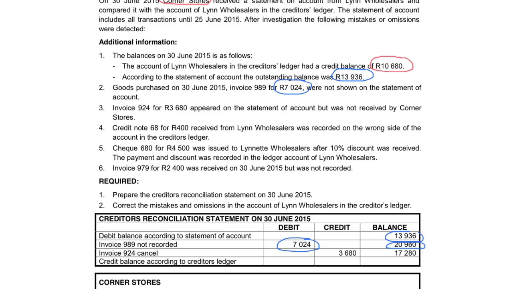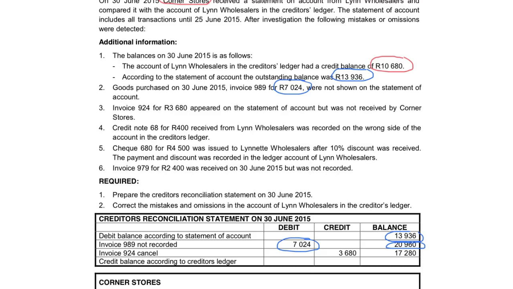Okay, if we look at number 3, invoice number 924 for 3,680 appeared in the statement of account but was not received by Corner Stores. So they say to us that Corner Stores didn't receive these goods, so they are not prepared to pay for the goods. So who made the mistake? The mistake was made by Lynn Wholesalers. So they recorded invoice 924 onto the statement account of Corner Stores.